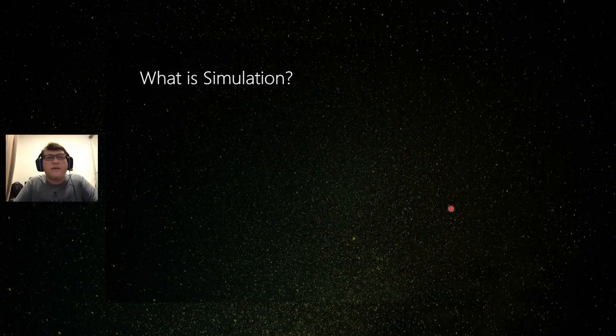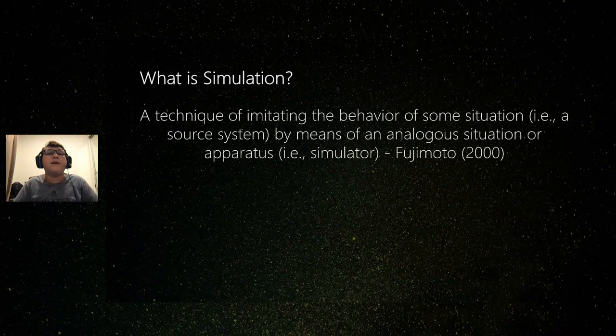Something that I probably learned when I was a child. If you are a software developer, a programmer, when you were a kid, you heard about simulation. And you always tie simulation with a simulator, right? Like a flight simulator, everything like that. Apparently there is a little bit of difference between simulation and the simulator itself. So simulation, according to the experts in simulation, is a technique of imitating the behavior of some situation. There is a source system.